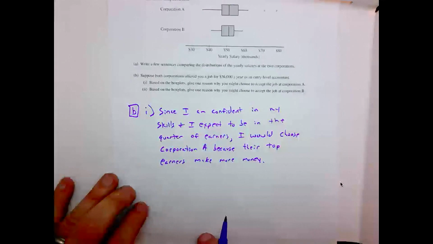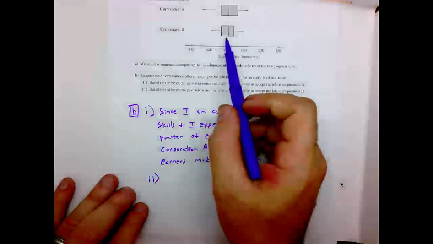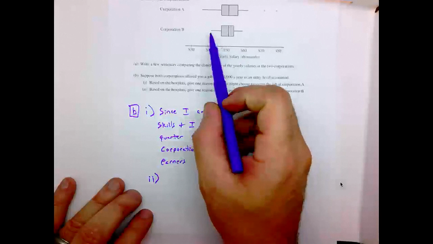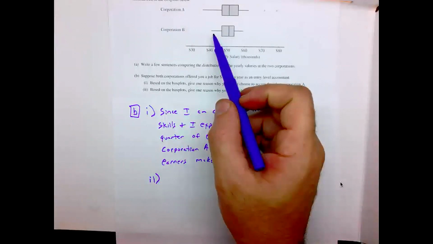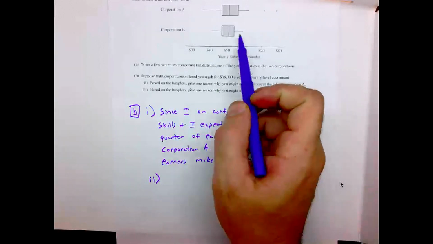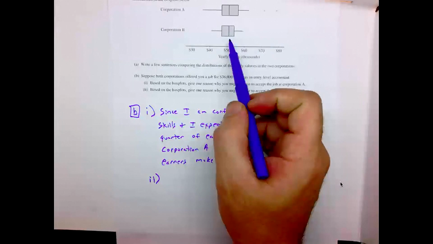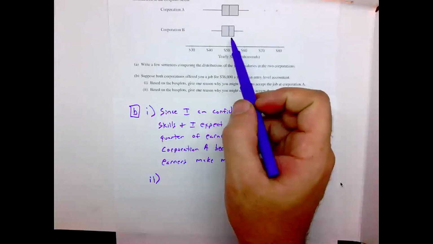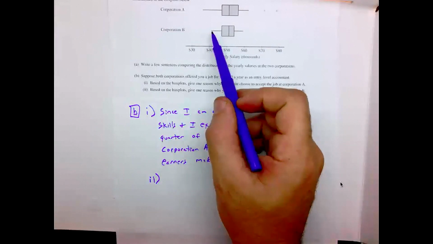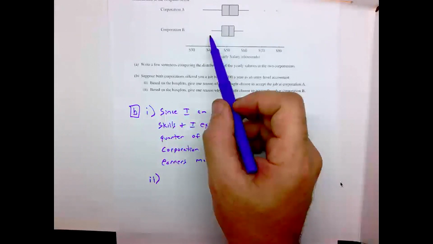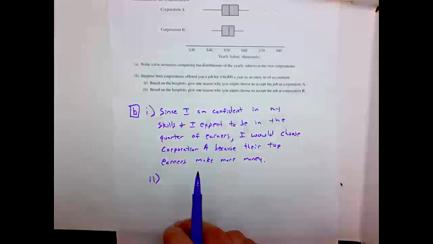Okay. Well, why would I choose Corporation B? Well, Corporation B, one thing is we see a higher minimum. Maybe I'm not so confident about my skills. Another thing is we see a much smaller range. Perhaps I really need to be able to predict how much money I'm going to make. Okay, so if we were unconfident in our skills, we would choose Corporation B, or if we wanted to have a better prediction of the amount of money earned.